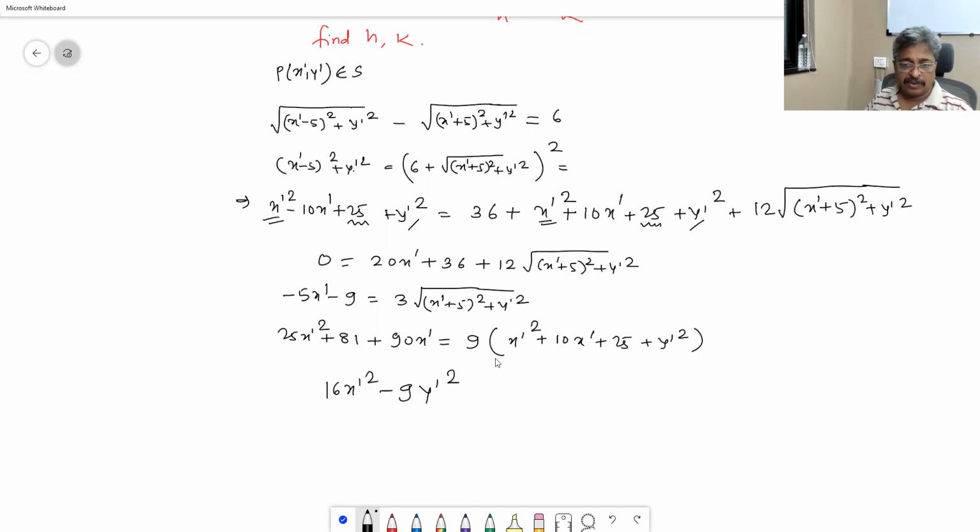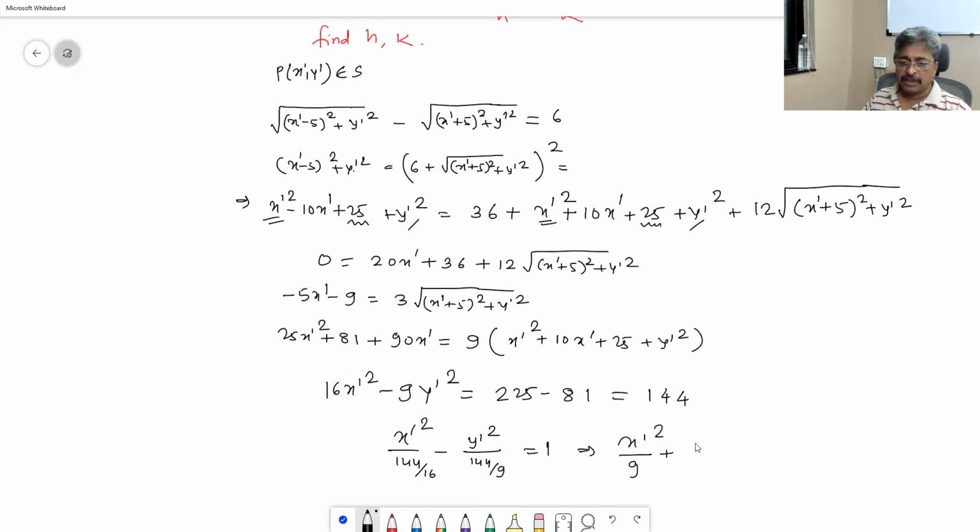90x dash 90x dash. Oh, it is so good. They get cancelled out. And you have 225 minus 81, which is 144. Therefore, x dash square upon 144 upon 16 minus y dash square upon 144 upon 9 is equal to 1, which makes it x dash square upon 9 plus y dash square upon minus 16 is equal to 1. So h is equal to 9, k is equal to 16.